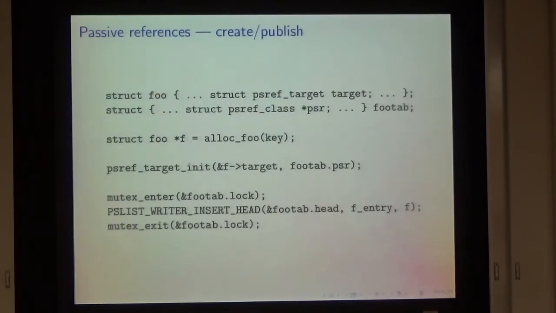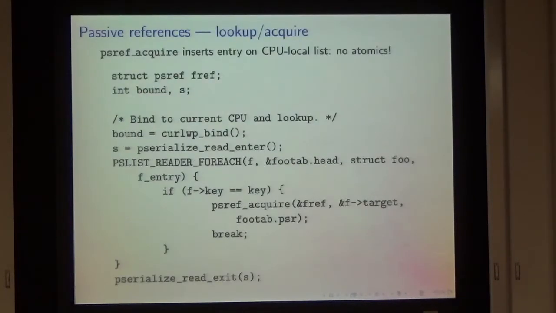So the API looks pretty similar to pserialize, it requires some small changes. We just add a psref_target field to each resource. This is actually the one flag that says whether the resource is being destroyed or not. Then call psref_target_init, and insert as you would with pserialize. To acquire it, first we bind to the current CPU, so we make sure that the current thread does not switch CPUs. No thread migration, no CPU migration for the thread.